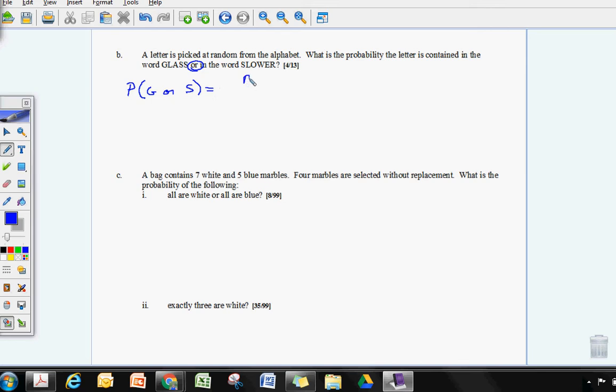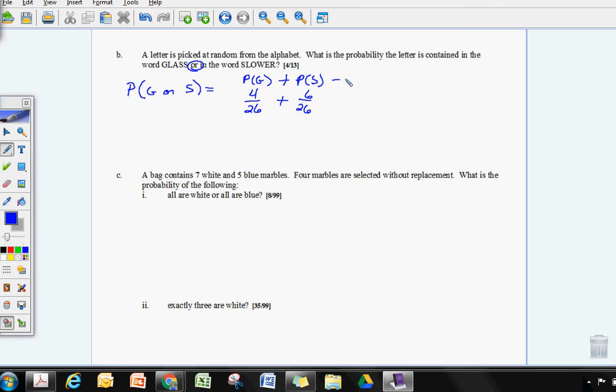So probability that it's from the glass. How many different letters are there? There are 4 different letters out of 26 that are being used. Yes, I know there's some repeat in there, double S, but that means I just have 4 instead of 5. Add it on to the probability from the word slower. Then I look at how many unique letters I have in there. 1, 2, 3, 4, 5, 6. I have 6 out of 26 there.